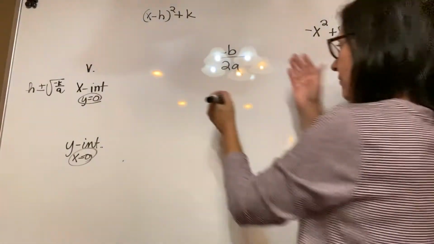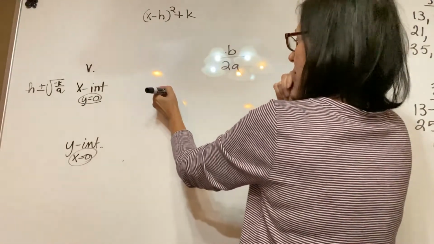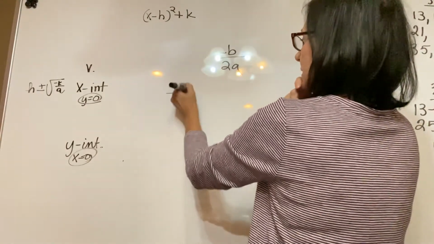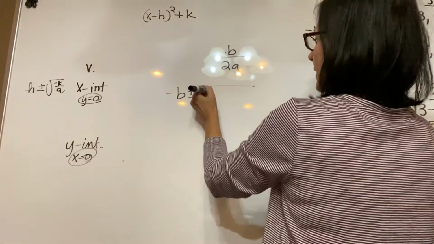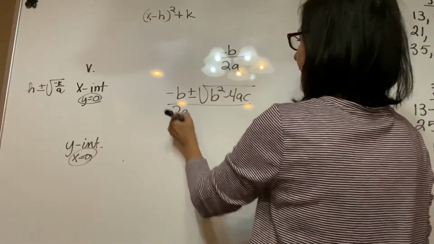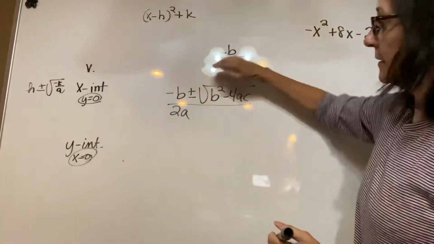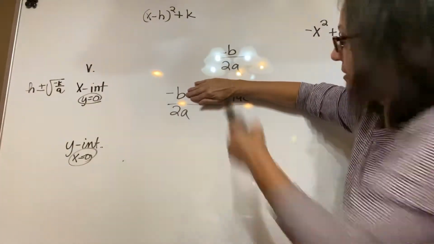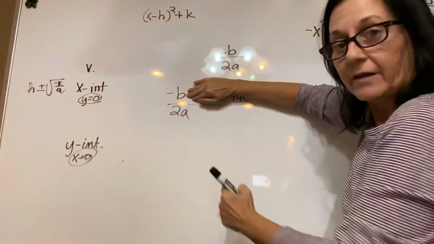But I want us to look at this. Look at the quadratic formula: the opposite of b plus minus the square root of b squared minus 4ac all over 2a. Look at that. It's just this part of the quadratic formula, all right?